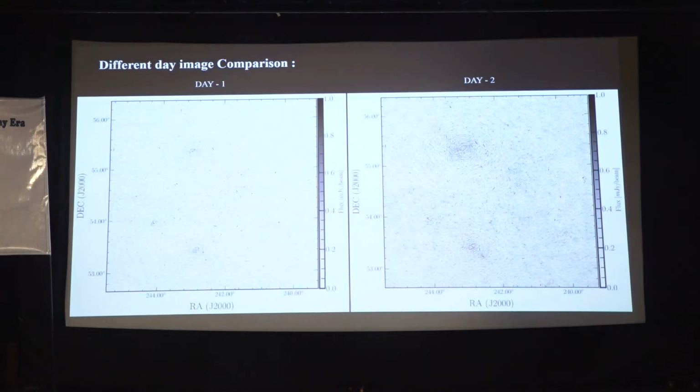So there are two different day images I have taken. On the left is day 1 and on the right is day 2. Here you can clearly see that both day images are different. One image has more noise in comparison to day 1, which I'll talk about later.